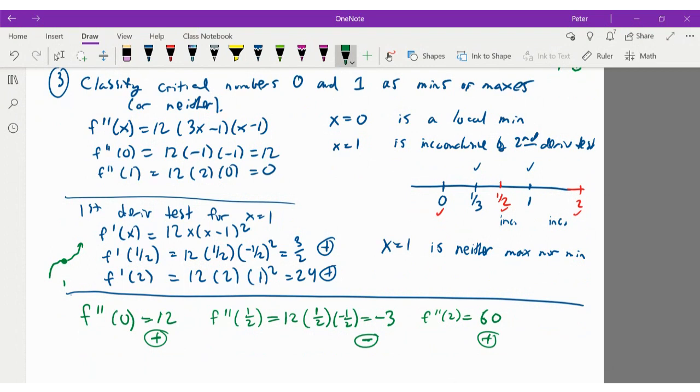Correct. The question was, you did the second derivative test to find local extrema? Yes, that's correct, because local extrema are part of the shape of the graph.